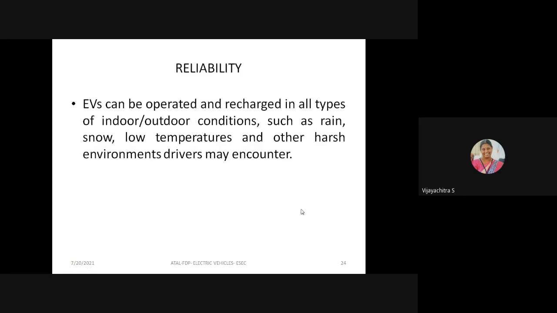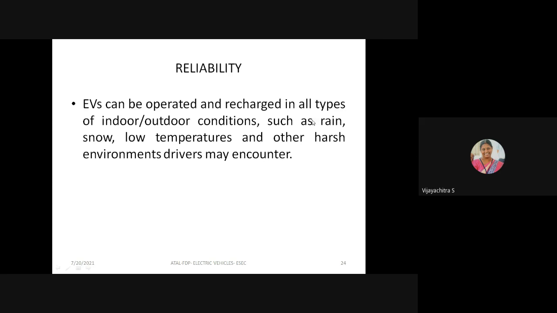How reliable is it? That is the biggest question that comes to every mind. Okay, before using electric vehicles, we have to ensure the reliability. Electric vehicles can be operated and recharged in all types of indoor and outdoor conditions. Okay, so what will be the conditions, such as rain, snow, low temperature, and other harsh environments that drivers may encounter.